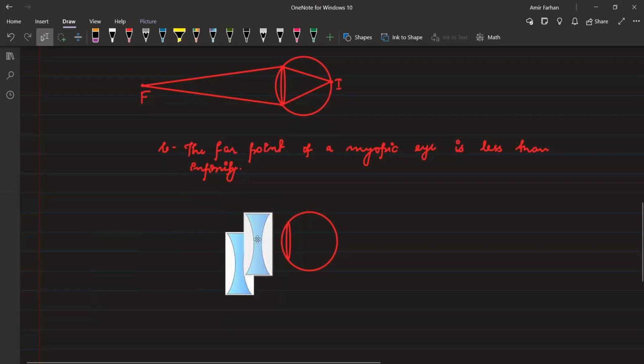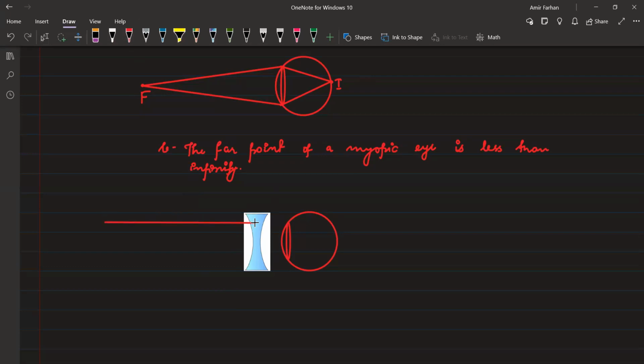So now I'm going to place this concave lens in front of the human eye, so that before striking the eye lens, the light will pass through this lens and get spread out. Look, your light rays will pass this, yes or no? They will be parallel. Just move it down a bit.